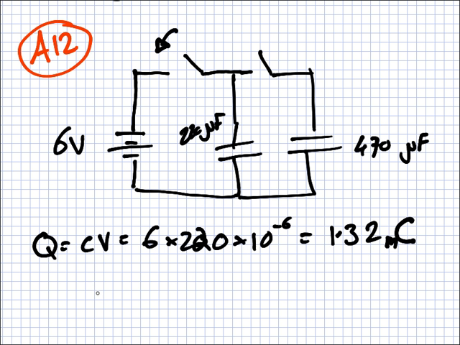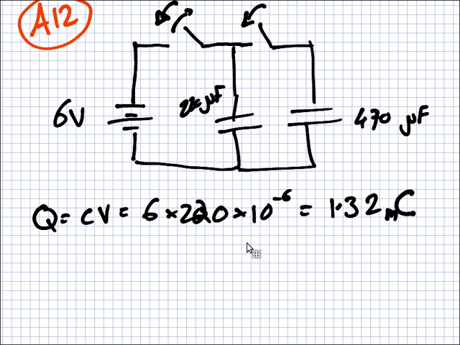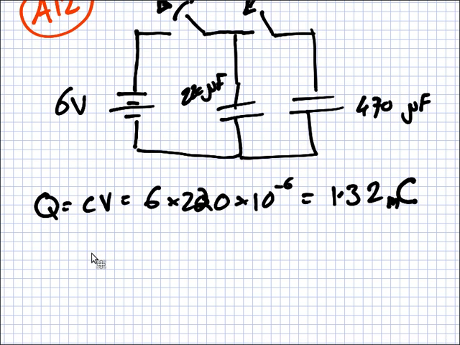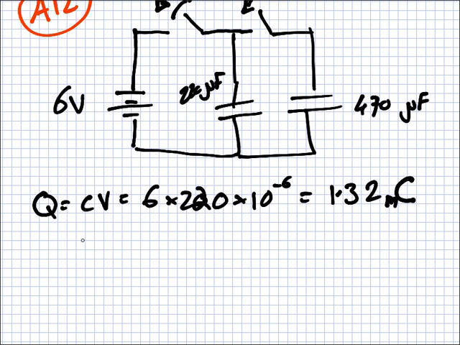Now A is opened and B is closed. What's the charge stored at 220? I think so, they're parallel. Because they're parallel, the V is the same. What is the V? Let me just think here. Because they're parallel, the total charge must equal 1.32.